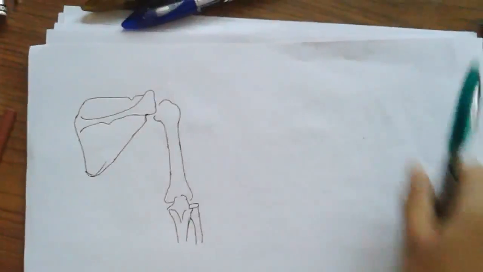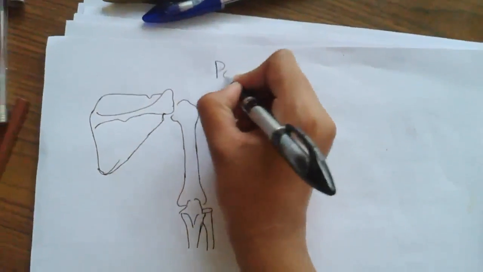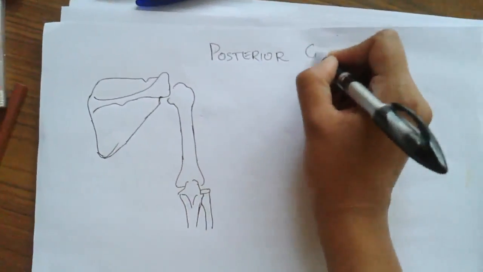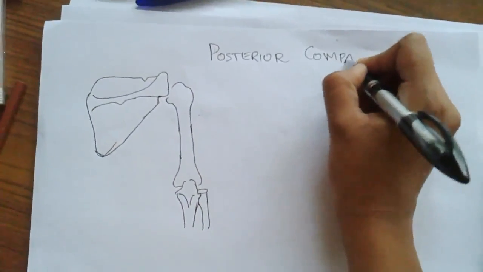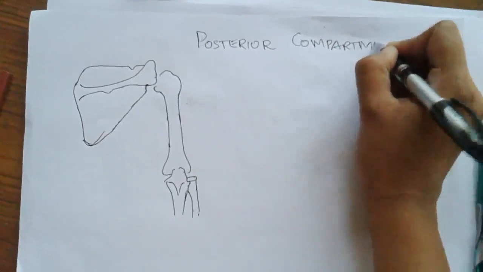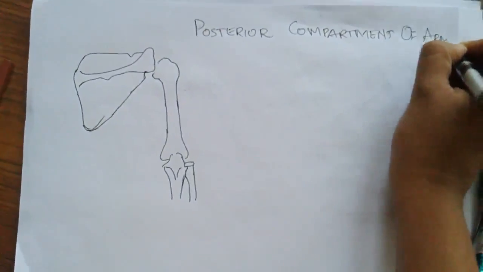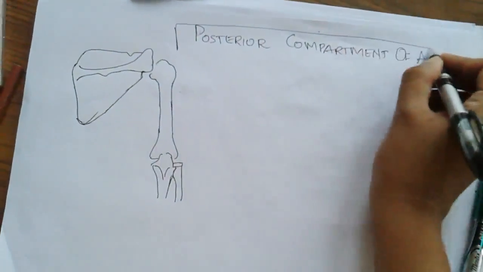Hi friends, now let us learn about the posterior compartment of arm. In the previous lecture you must have seen the anterior compartment of arm. Now I am just going to teach you the posterior compartment of arm. So what are present in the posterior compartment of arm?